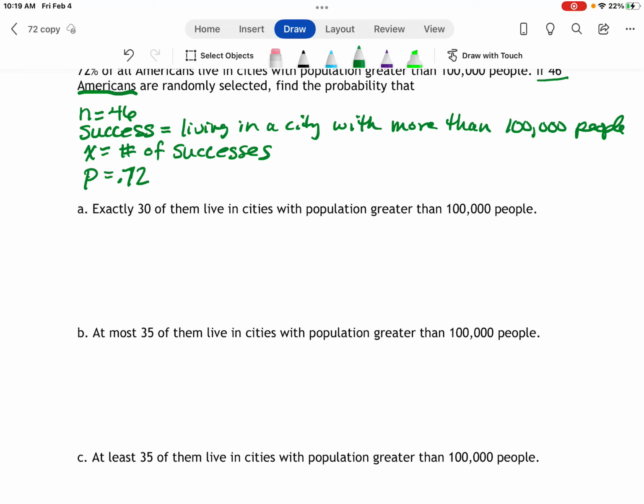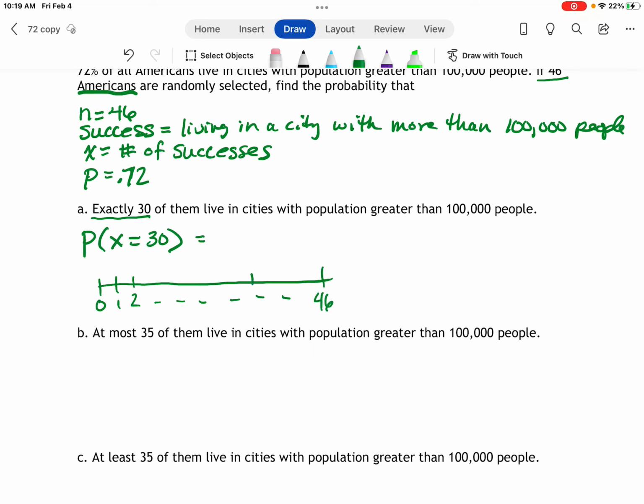Okay, so in the first part it says we're going to find exactly 30 of them living in cities with population greater than 100,000 people. So this is the probability that we're trying to find: the probability that X is exactly 30. When we look at the number line, we could have 0, 1, 2 that live in a city with more than 100,000 people, all the way up to 46. In this case, we're looking at just one value. So that means we are going to use the binomial PDF function on our calculator.